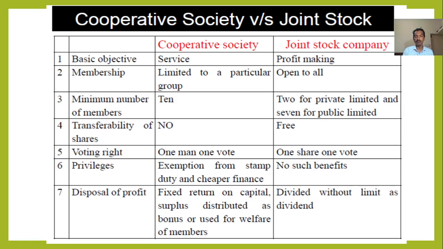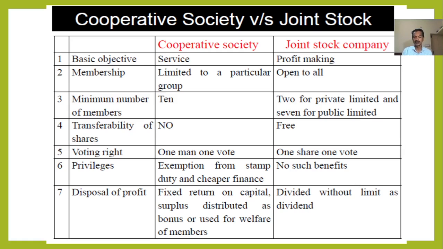And minimum number of members in case of cooperative society is 10. And in case of a joint stock company, 2 for private limited and 7 for public limited. Minimum members. And the transferability of shares. In case of a cooperative society, there is no chance to transfer the shares. But in case of joint stock company, it is free. Anyone can transfer without informing the company.